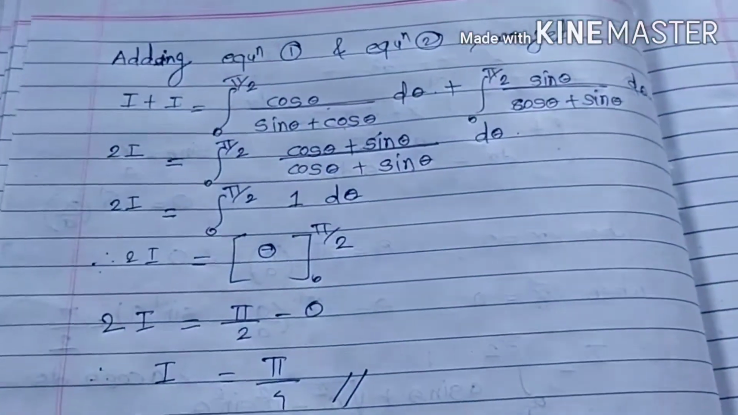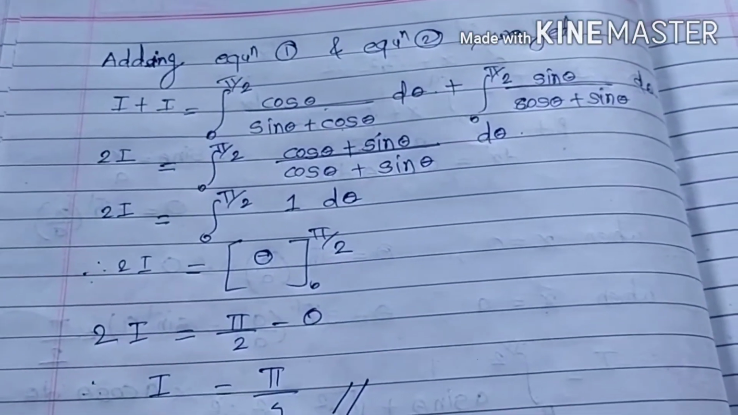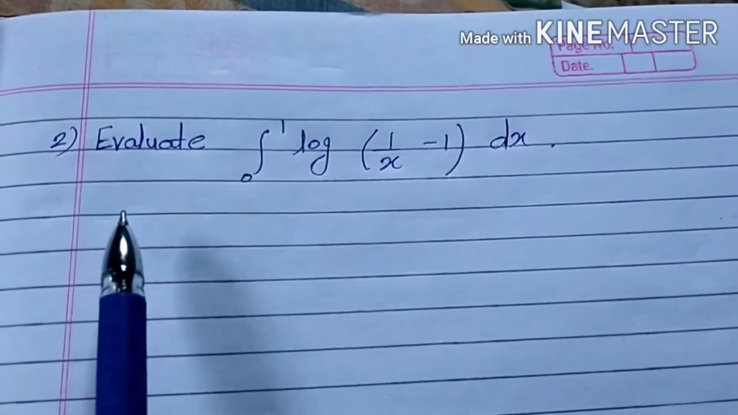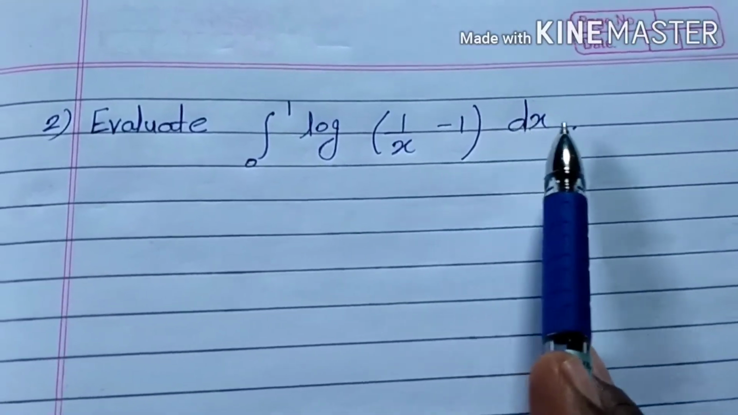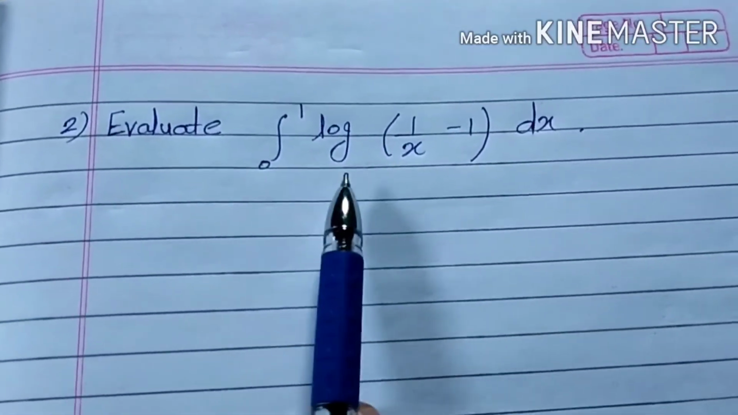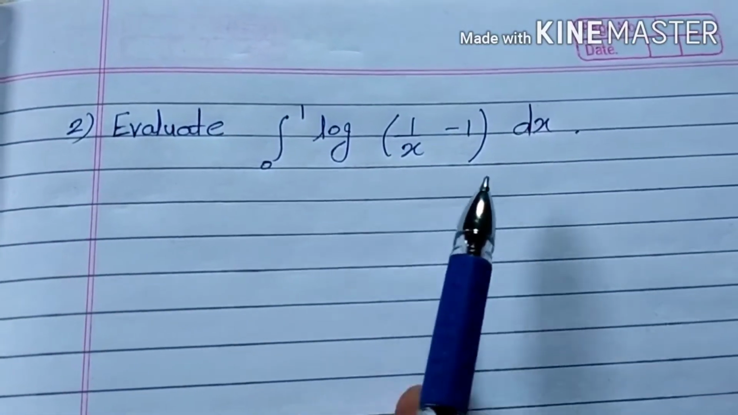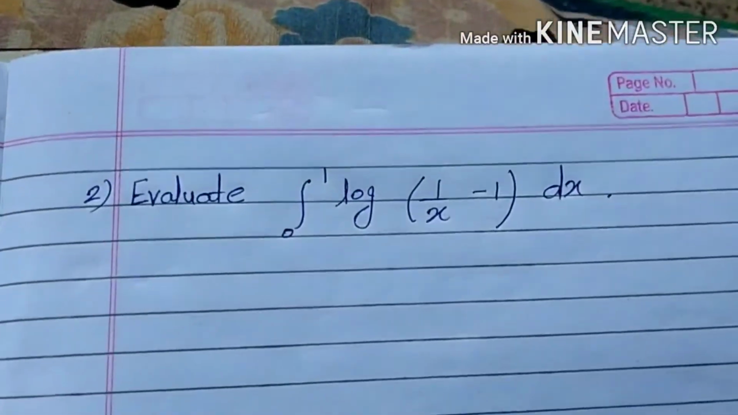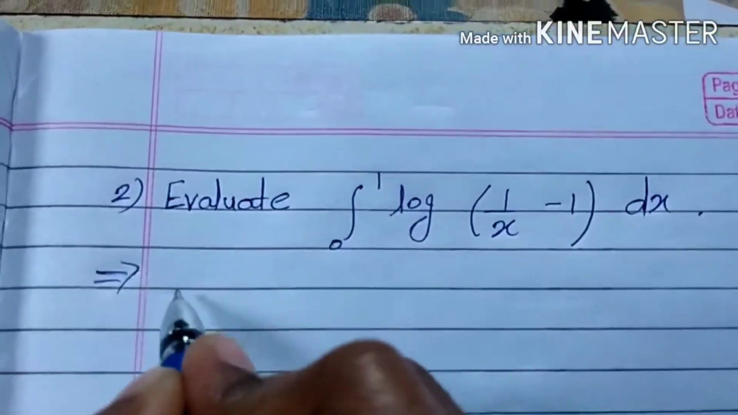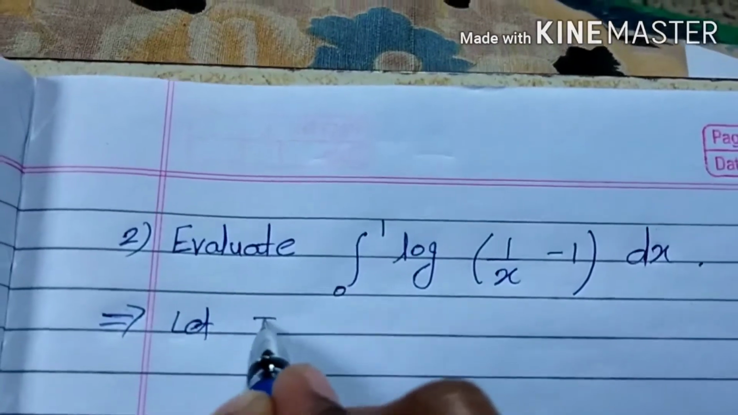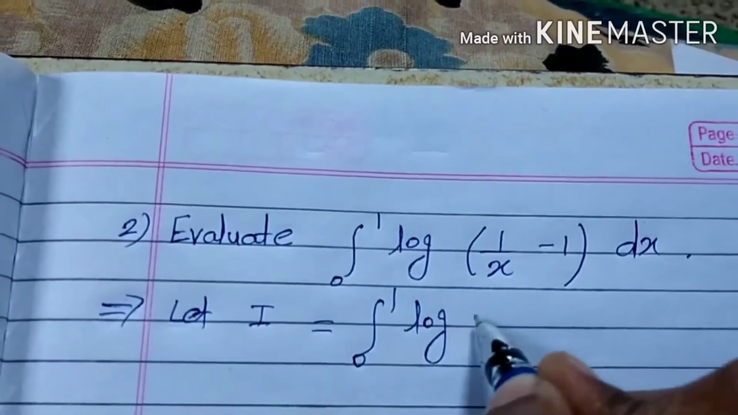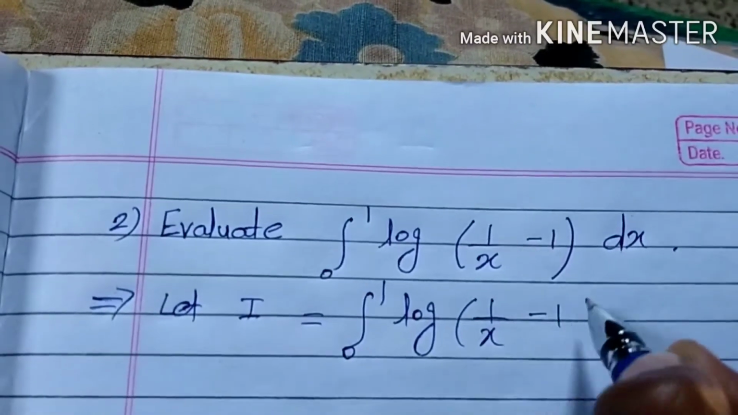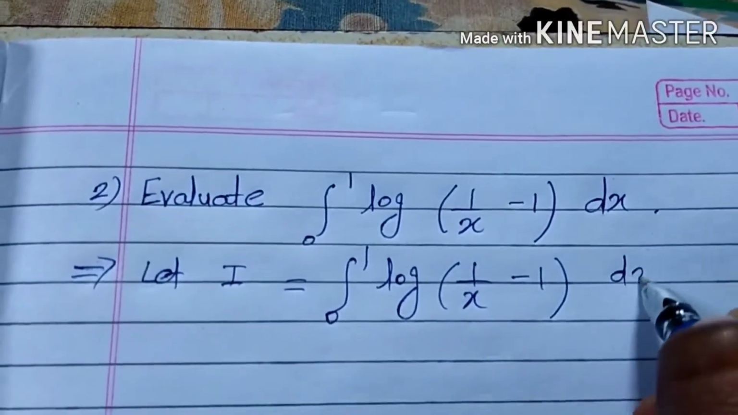So this is your answer, I is equal to pi by 4. Now next example, evaluate the integral from 0 to 1 of log of (1 minus x) upon x minus 1... dx. This type of example is solved by using a property. So here let us start. First let I is equal to the integral from 0 to 1 of log of (1 minus x) times 1 upon x minus 1 dx.